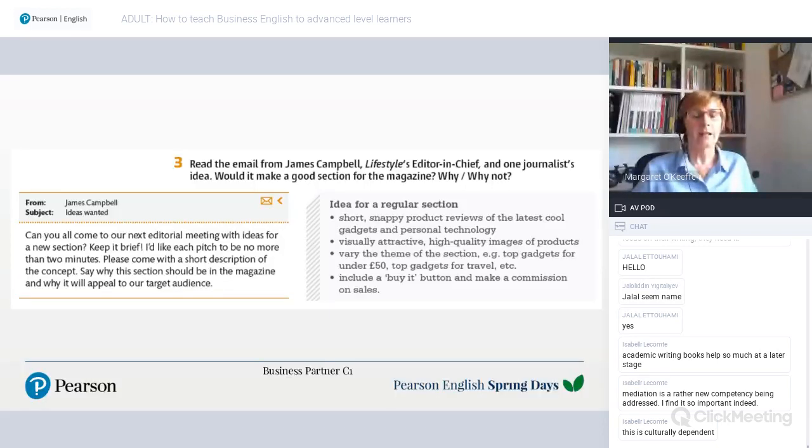And then the task they get here is just a little email from the editor-in-chief. You have to imagine you're a journalist, and the editor-in-chief is saying to you, right, we need a new section for our online magazine, and I would like you to pitch ideas at our next editorial meeting. On the right-hand side, they get a little idea to help them. If students want that idea, they can use that, they can adapt that, they can add their own ideas to it, or they might have another idea for the magazine. That's entirely up to the students to go away with that.